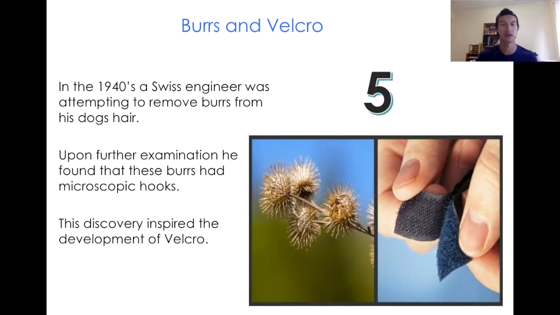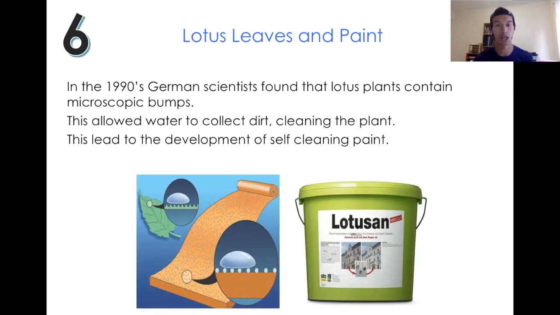Velcro was actually developed in the 1940s by a Swiss engineer, and he was attempting to remove the burrs off his dog's hair. He looked under a microscope and found these little microscopic hooks on the burrs, and that was an inspiration for the development of Velcro, which we know now is extremely, extremely versatile and useful in our society.